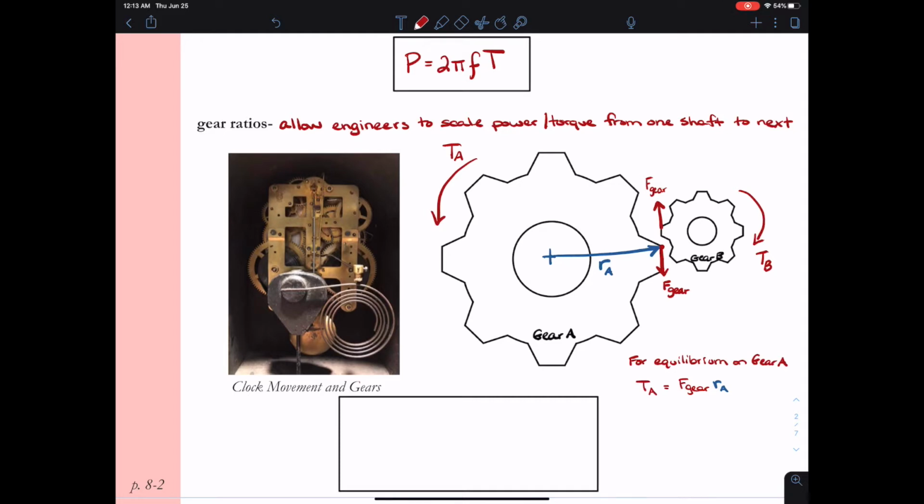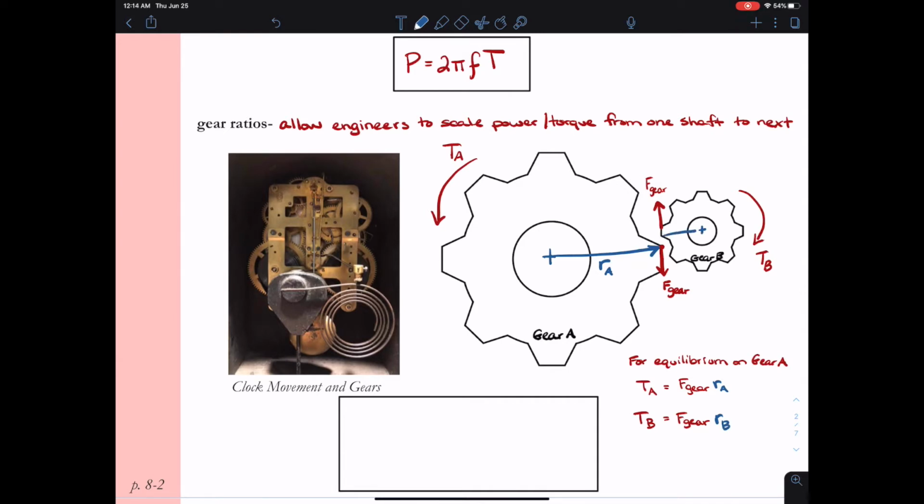Hopefully gear B would be in equilibrium in our case for mechanics and materials, but it doesn't necessarily have to be the case. This whole thing could be a spinning system. If we look at the torque at B, we know that, like for gear A, the torque at B has to be equal to F gear times the radius of B. And so let's go ahead and sketch that radius in place.